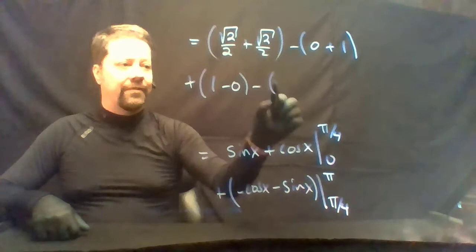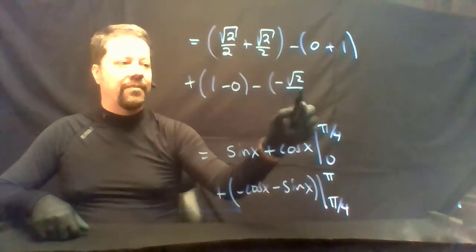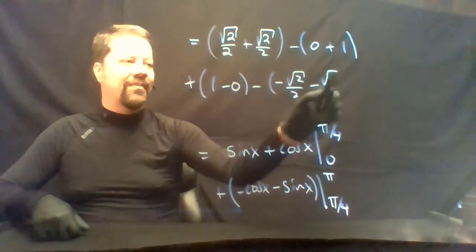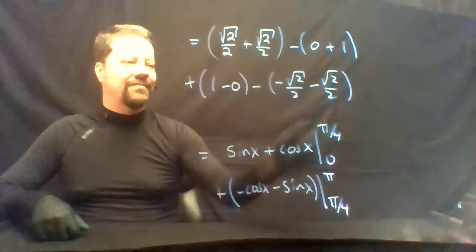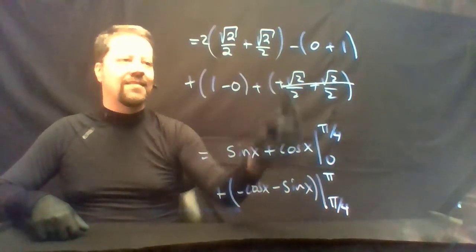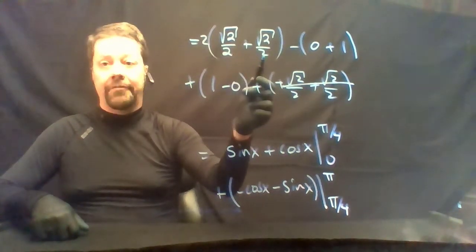Cosine of pi over 4 is root 2 over 2, and the sine of pi over 4 is also root 2 over 2. The negatives here will cancel, we'll double up on this. Half of them plus half of them is one of them. For those of you still struggling with the values of the trig functions, I want to give you something that will help you.